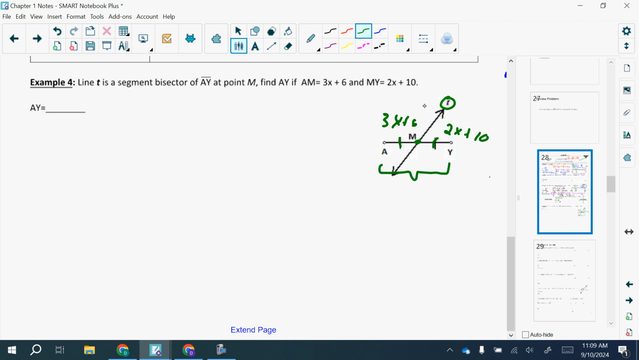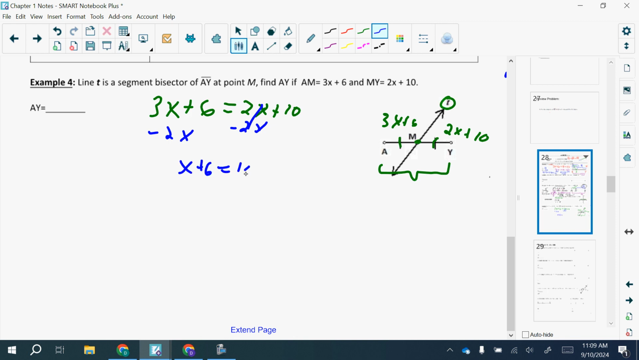And again, we know that AM is going to equal MY because line T bisects it. So these are split into perfect halves. So these two halves are going to be equal. 3x plus 6 equals 2x plus 10. So now just solve algebraically, get all your x's on one side and all your numbers on the other side. So x plus 6 is 10, minus 6, minus 6. So x equals 4. And it wants us to find AY.